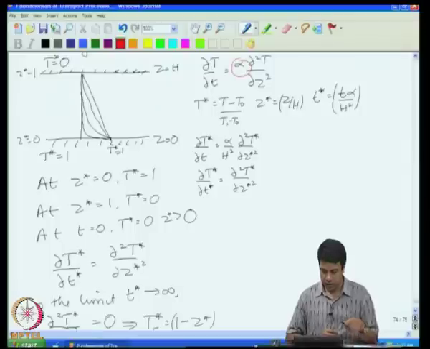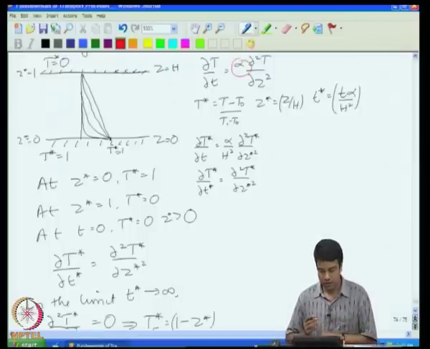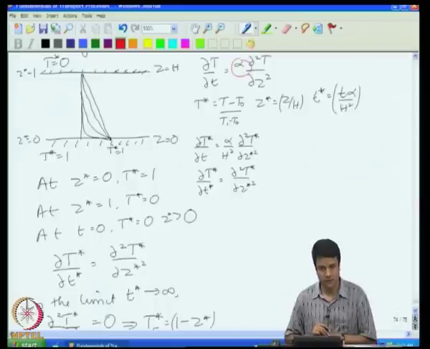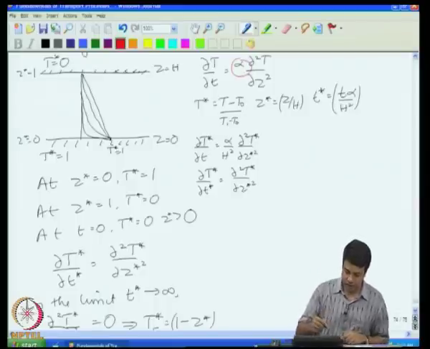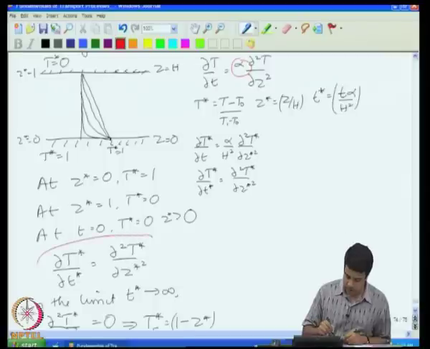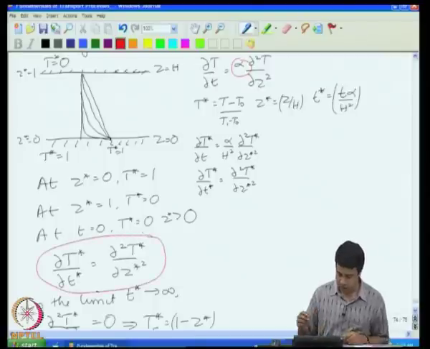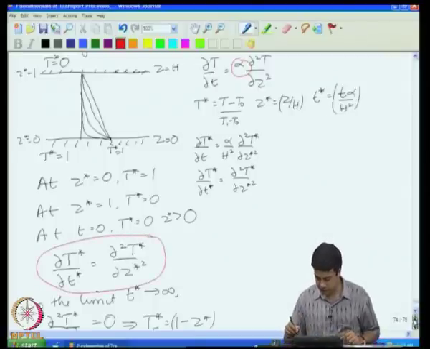And if I put this in, I get a scaling for the temperature. Since only alpha and h are the only parameters that I have, I can get only one scale for temperature, T star, which is T times alpha by h square. And if I put that in, I finally get an equation in terms of the scaled variables, which contains no dimensional parameters in it.